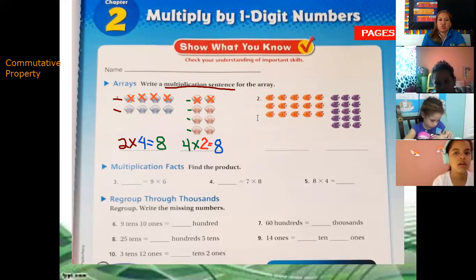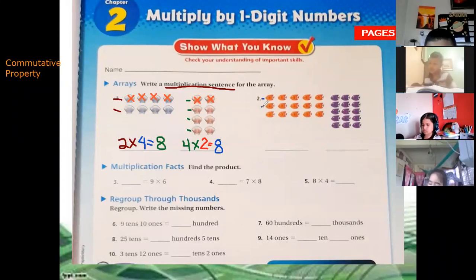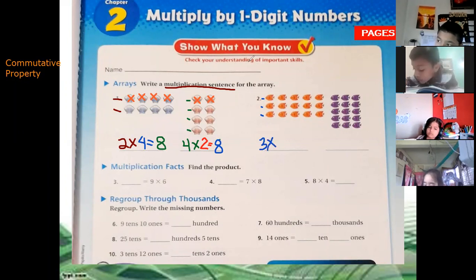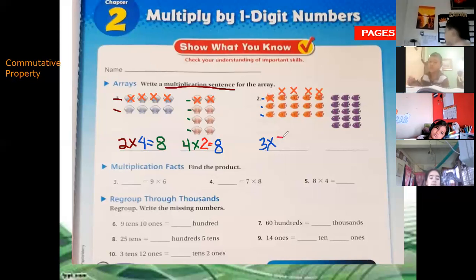Okay, now let's do exercise 2. How many lines are in the first array? 3. 1, 2, 3. So it's 3. Now, how many in each group? So we count 1, 2, 3, 4, 5. That's our second factor. 3 times 5. 15. Tables. 3 times 5. Thank you, Santiago. 3 times 5 is 15.